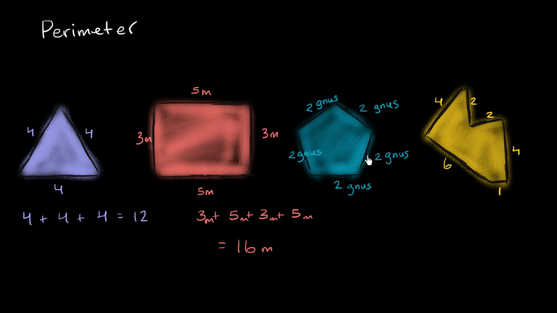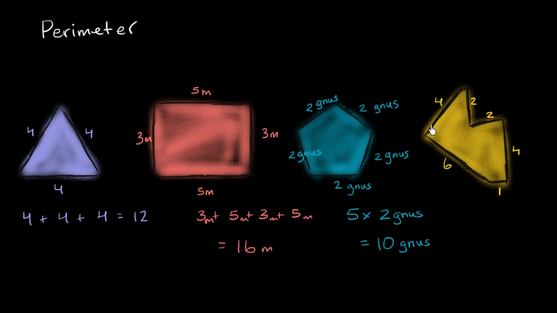Well, it's 2 plus 2 plus 2 plus 2 plus 2 GNUs. Or we're essentially taking 1, 2, 3, 4, 5 sides, each with a length of 2 GNUs. So the perimeter here, we could add 2 repeatedly, 5 times, or you could just say this is 5 times 2 GNUs, which is equal to 10 GNUs, where a GNU is a completely made-up unit of length that I just made up. Here we have a more irregular polygon, but same exact idea.